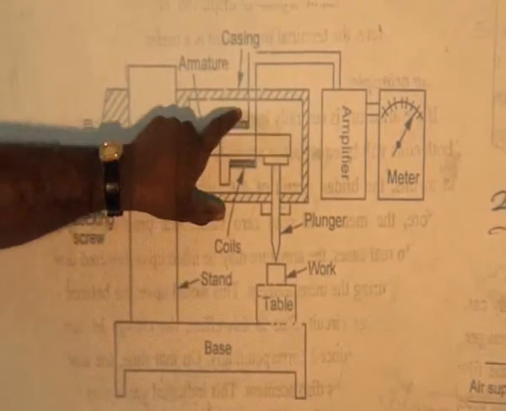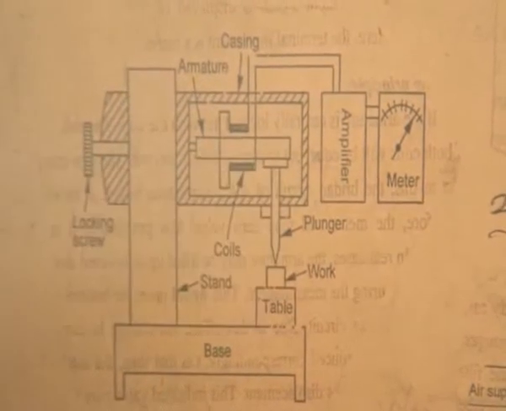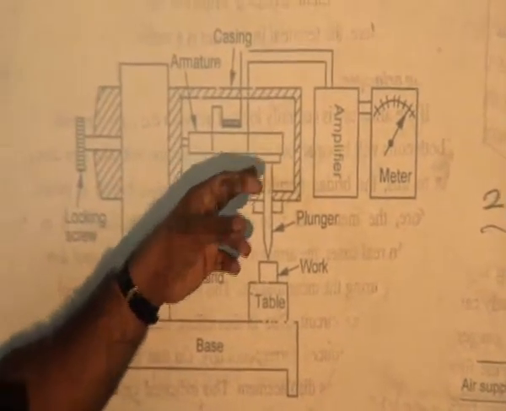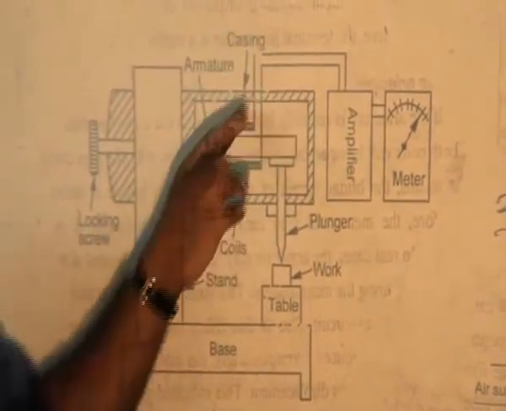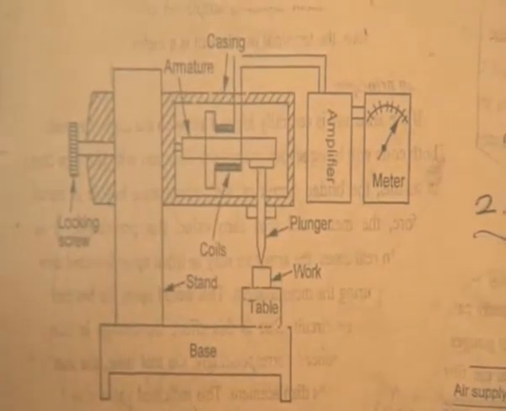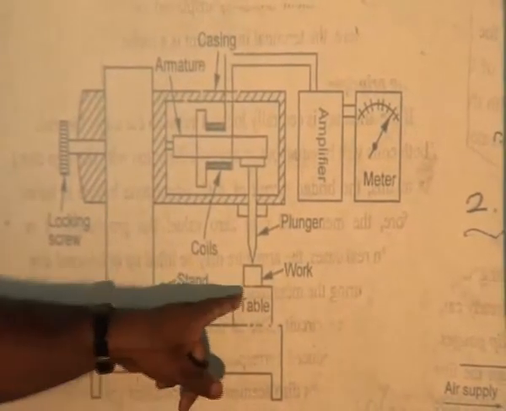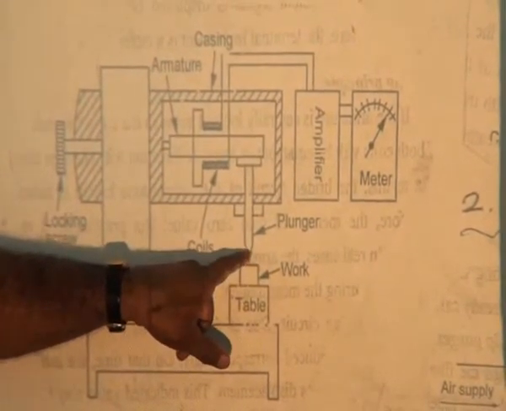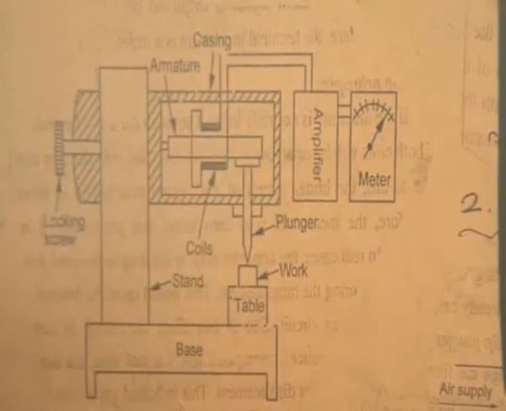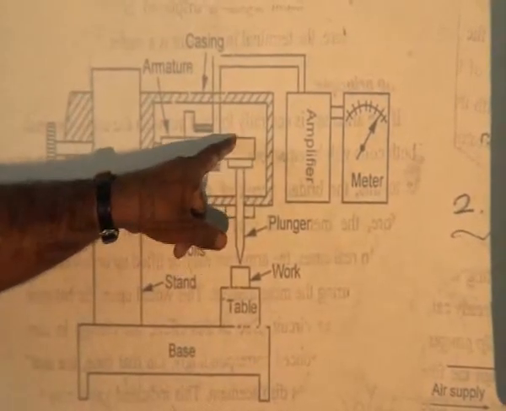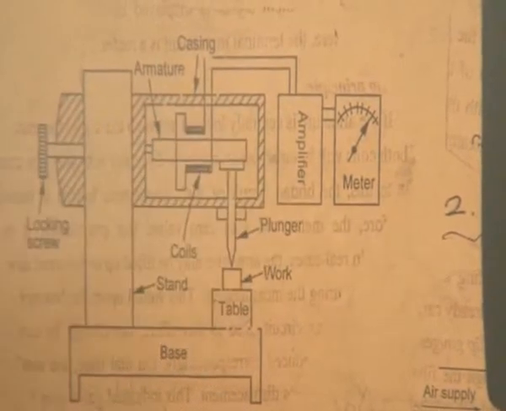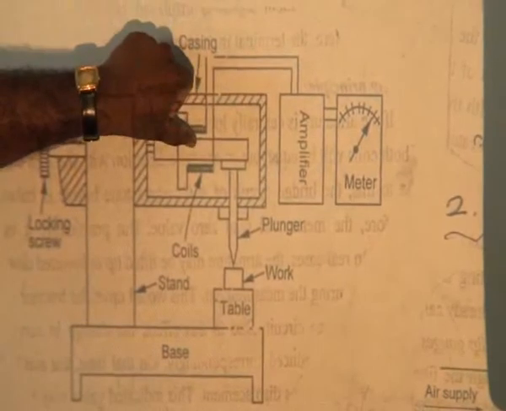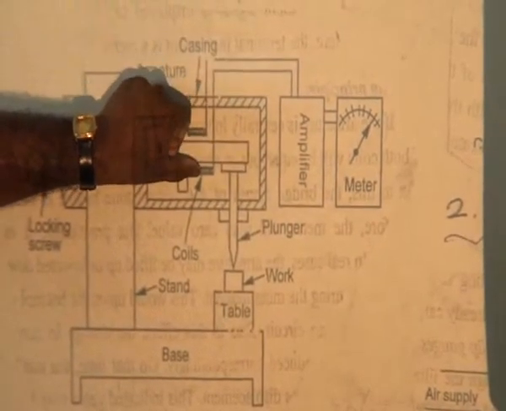Now the uniform distance is given, and we set it at the 0 value. Here there is no current increase, so it shows the 0 level. Suppose the workpiece height is more than the standard level. Then the plunger moves upward, and the armature also moves upward. Here the distance between the upper coil and the armature is less, while the other side has more distance.